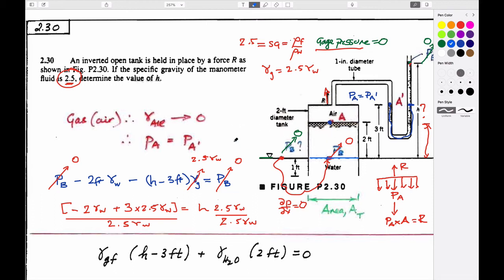And so in other words, if you think about this volume of water here, it will have a weight that is acting downwards due to this whole thing here, and you could work out exactly what that is. It's area times 2 feet, which is a volume, multiplied by unit weight of water. And that has to equal R also.